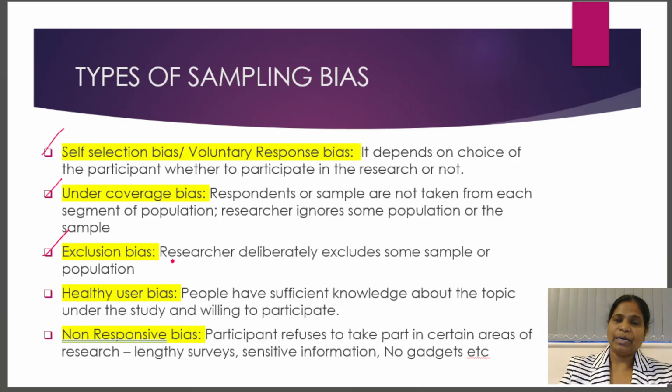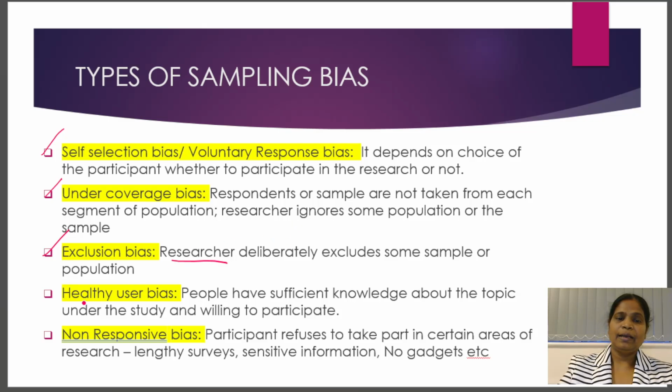It is done by the researcher. Here self-selection bias means the participant is not willing. Under-coverage bias means some segment of the population or some people are not covered under the research. That's what we say under coverage. Exclusion means the researcher deliberately ignores or excludes. He does not want to include those participants in the study.